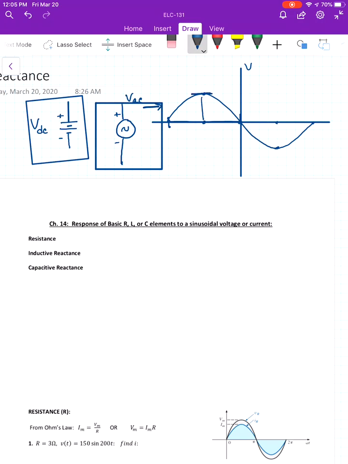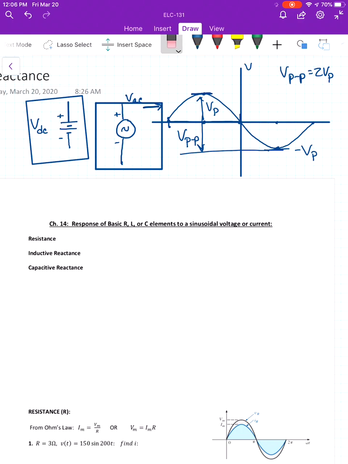So here we have some peak voltage. Here would be the negative peak voltage. Between the two, we have the peak-to-peak voltage, and the peak-to-peak voltage is 2 times the peak voltage.